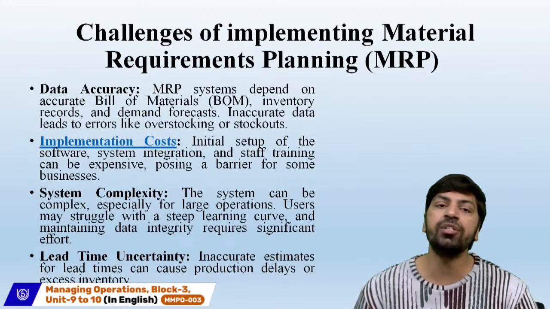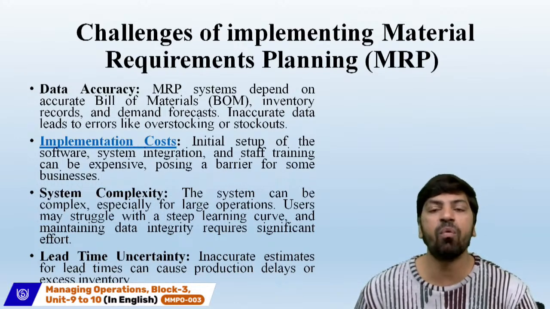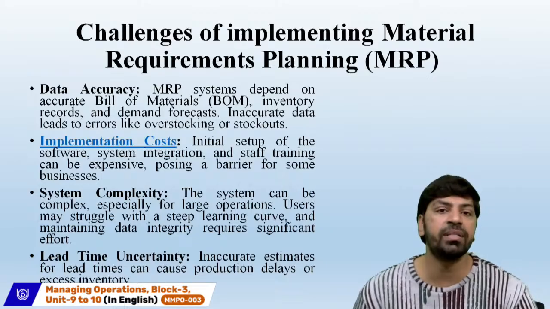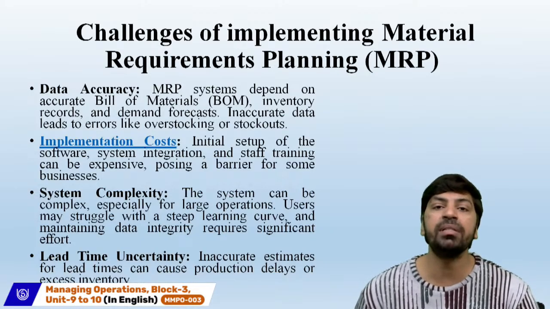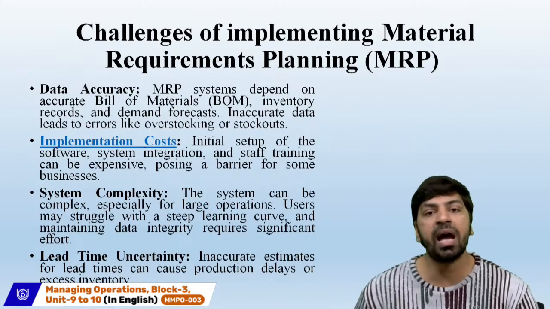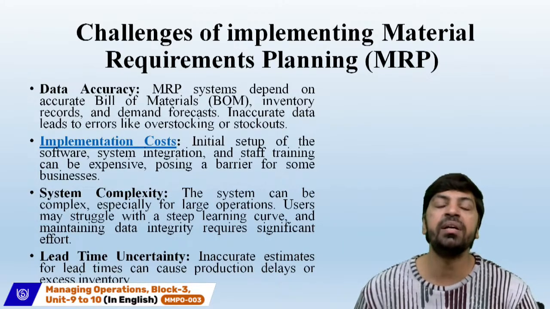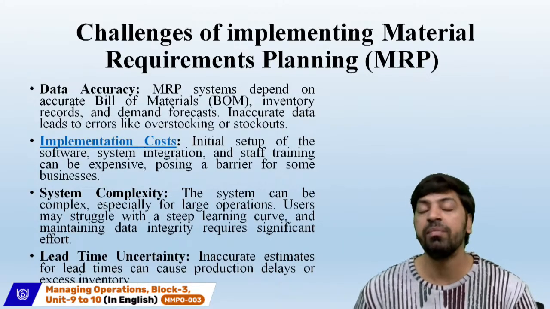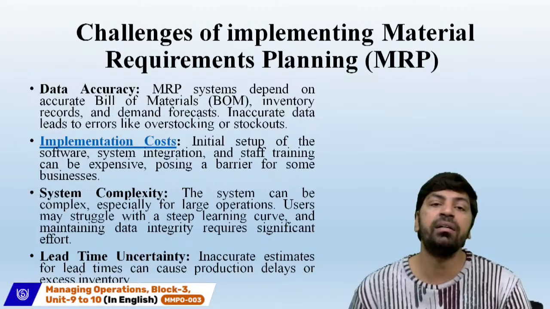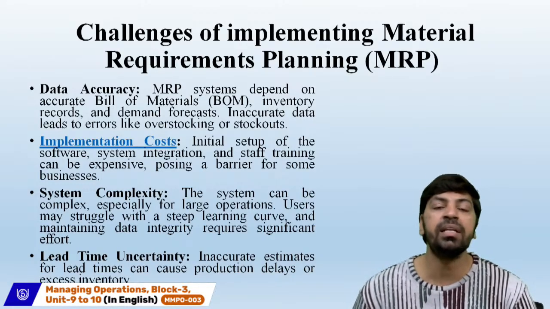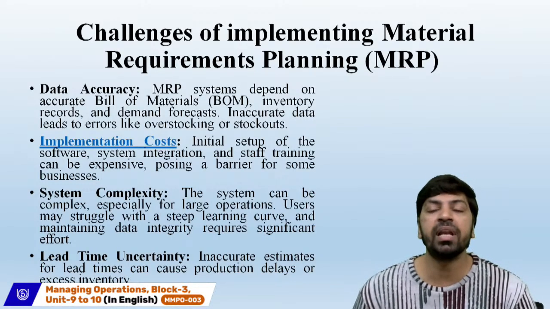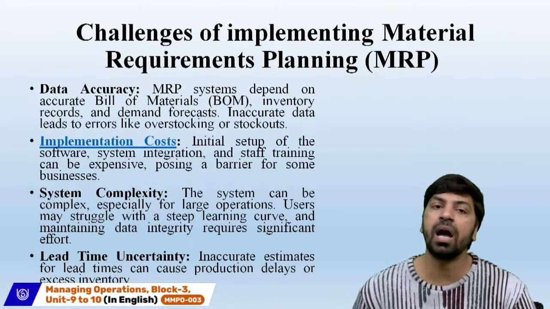Now the next section is, what are the challenges of implementing material requirements planning? The first one is data accuracy, that is, whether the MRP system actually holds accurate data regarding the bills of materials, inventories, demand forecasts, etc. Because if inaccurate data exists, it leads to errors like overstocking or stock-outs.